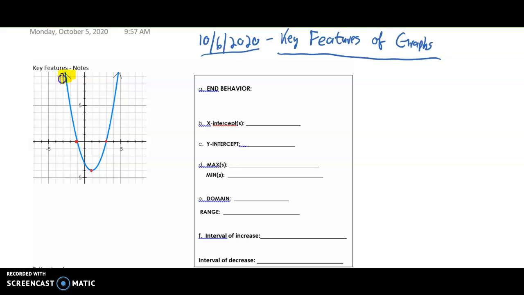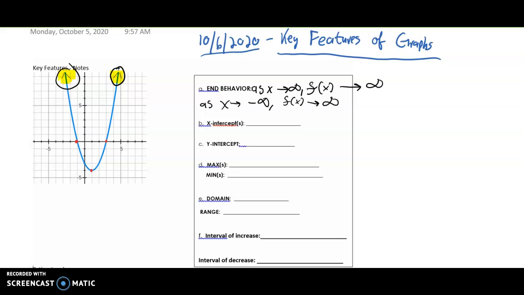We're going to start with end behavior. We remember end behavior is talking about what's happening on the very left and on the very right sides. So my first one, as x approaches infinity, right hand side, what's the curve doing? Going up. We say f of x approaches infinity. Left hand side, as x approaches negative infinity, what's it doing on the left? Also going up. So f of x still approaches positive infinity.